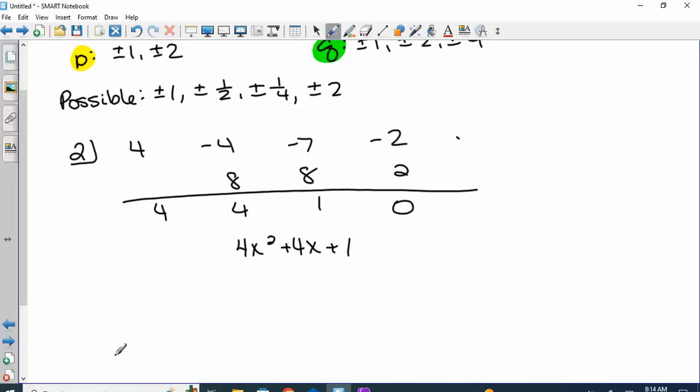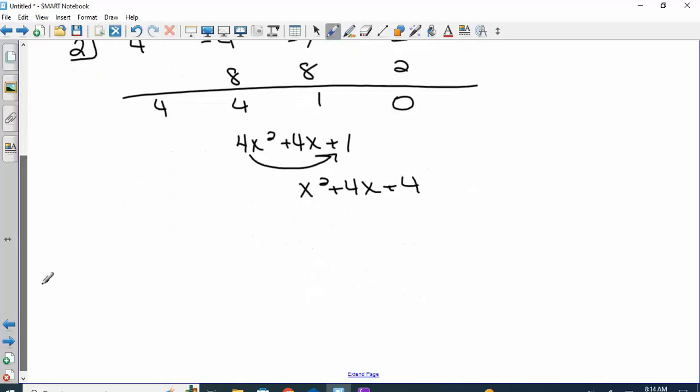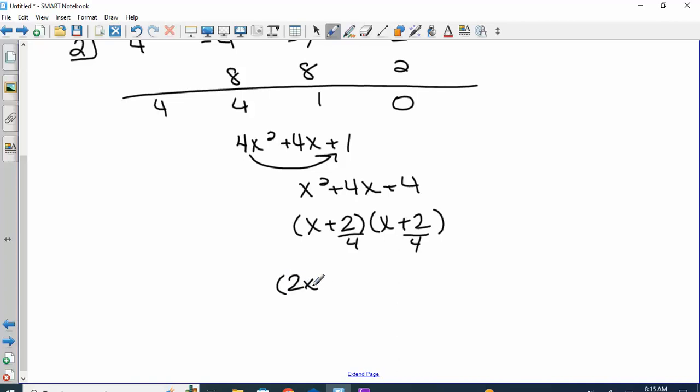What do we do from here? Slip and slide. So what multiplies to 4 and adds 4? 2. And then so that reduces to 1/2. So we get 2x plus 1 and 2x plus 1.